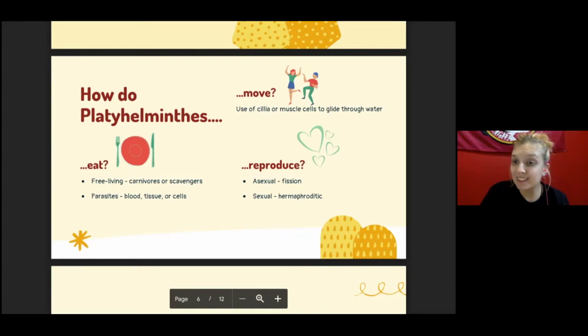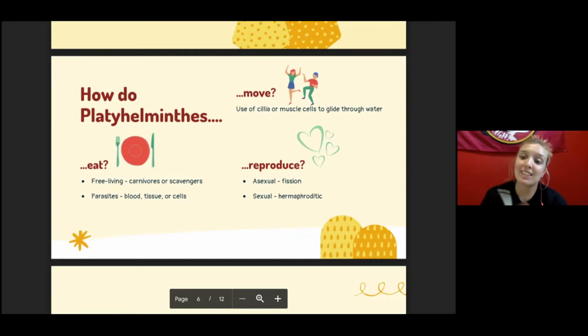To eat, if they're free living, so they live in the ocean or in some ponds, they are scavengers or carnivores. They're going to eat small organisms like larvae or different planktons. They're going to eat those up, or just scavenge for different leftover meat chunks inside the oceans. If they're parasitic, they are going to be feasting on blood tissues and leftover cells inside the body to get what they need.